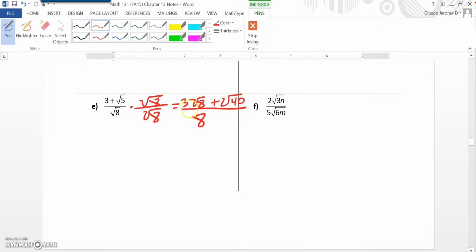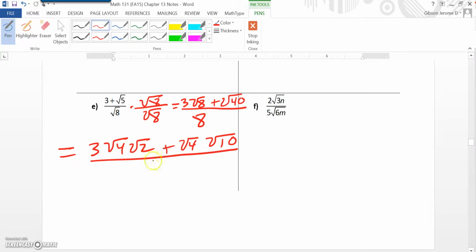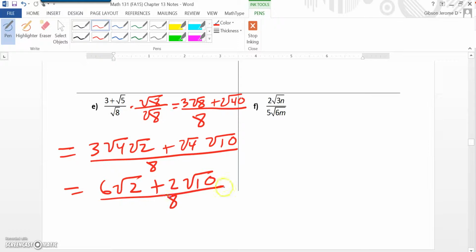We know the square root of 40 and the square root of 8 both have a perfect square in them. So we would take 3, the perfect square in 8 is 4, and we'll be left with a square root of 2. Then plus the highest perfect square in 40 would be 4, and we would be left with 10. And this is all over 8. So now we know the square root of 4 is 2, and 2 times 3 is 6. So we have 6 square root 2 plus the square root of 4 is 2, and we have the square root of 10 all over 8.